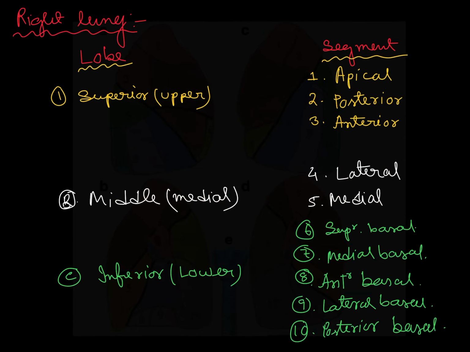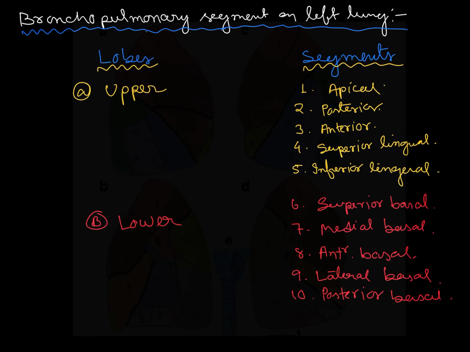Then 4 is lateral. Then number 5 segment is medial. Then 6 is superior. Then 7 is medial basal. Then 8 is anterior basal. Number 9 is lateral basal, and number 10 is posterior basal. You have to see the diagram very attentively so that you can understand the segments of the lung.